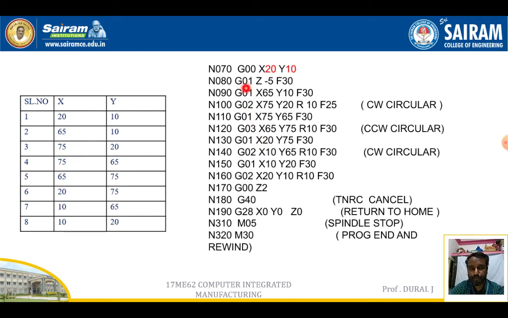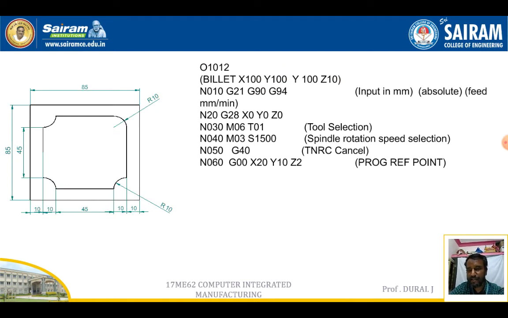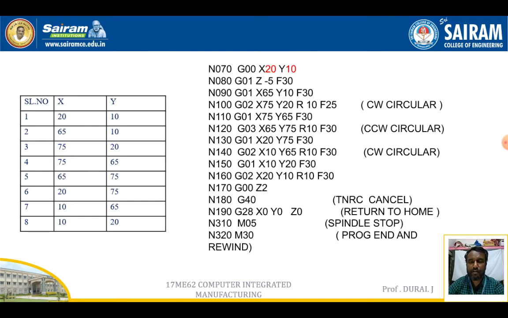First, G00, X20, Y10. That means we are going to bring the tool over here and stop over here. So after stopping, what is the next thing? We are going to use the G01 linear interpolation command, exactly at the same point.